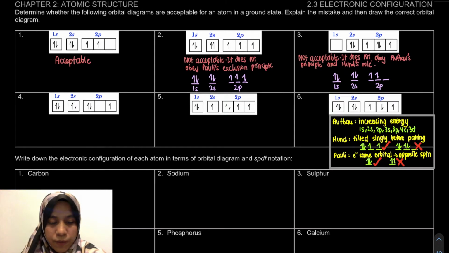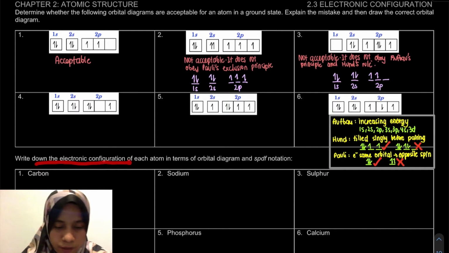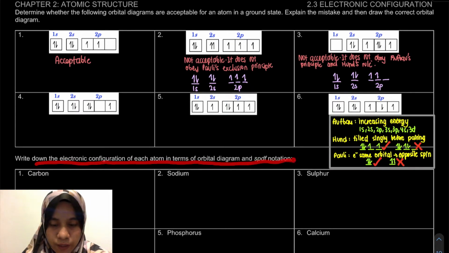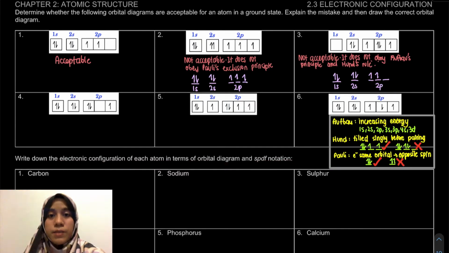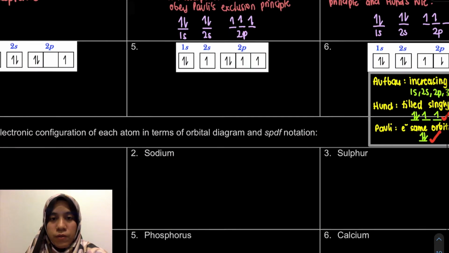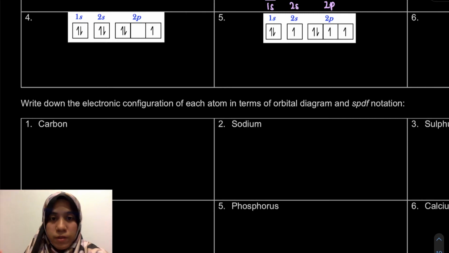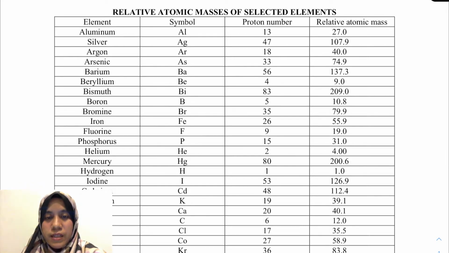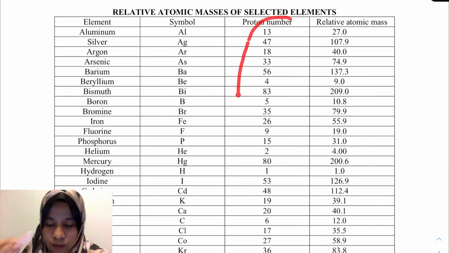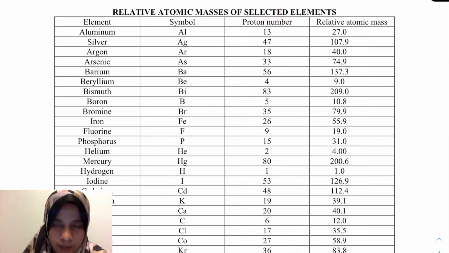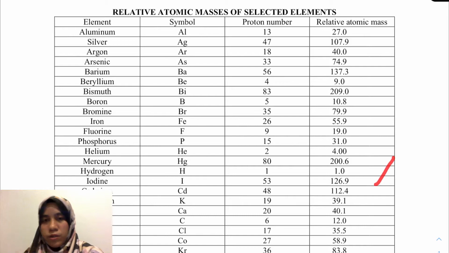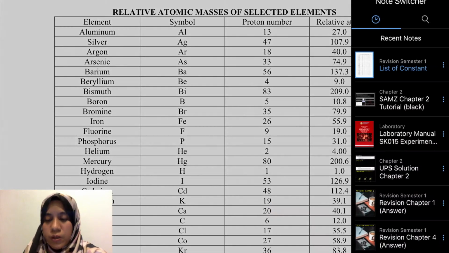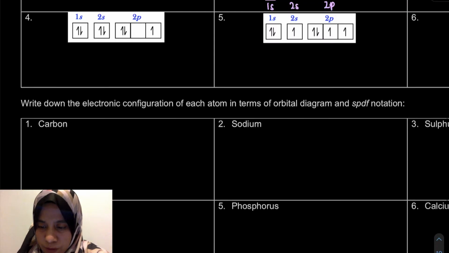Next example that we're going to look at is here. Write down the electronic configuration of each atom in terms of orbital diagram and SPDF. Remember, for the electronic configuration, it must depend on the number of electrons. But we do not have the information for the number of electrons. What we're going to look at is our table of constants. So it depends here. Remember, look at the proton number, it's not the fourth one, it's the third one.